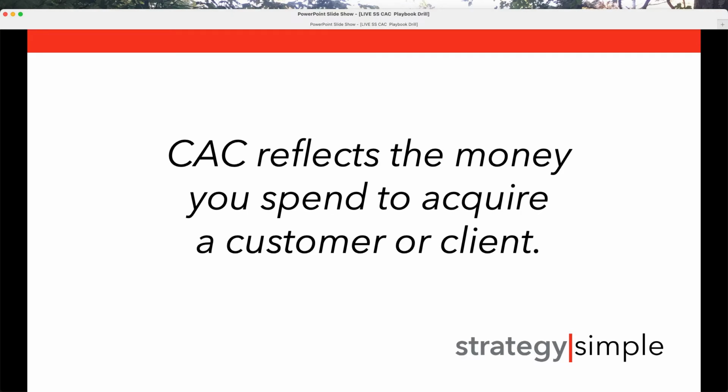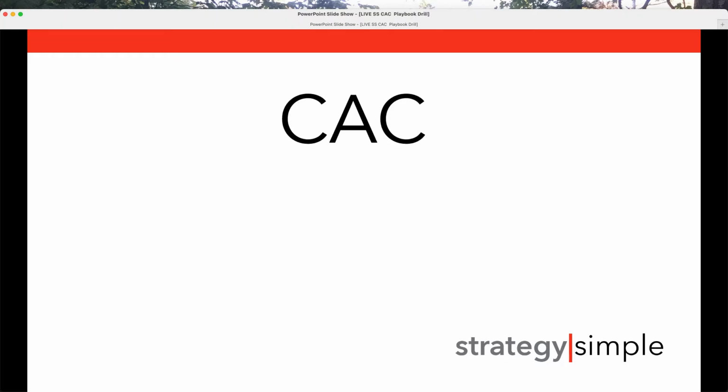So what exactly is it? CAC reflects the money you spend to acquire a customer or a client. Now, this does not include overhead and all that other stuff. We're not going to include salaries and other costs. This is literally how much did we spend on the marketing campaign, and how many customers did we get out of it.